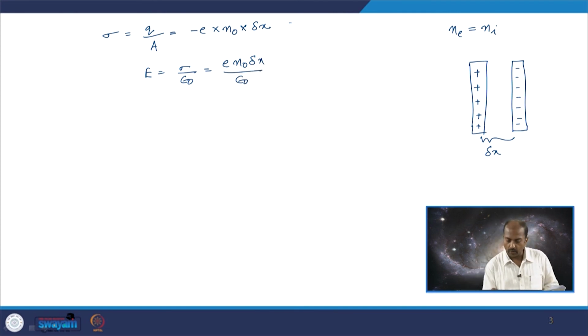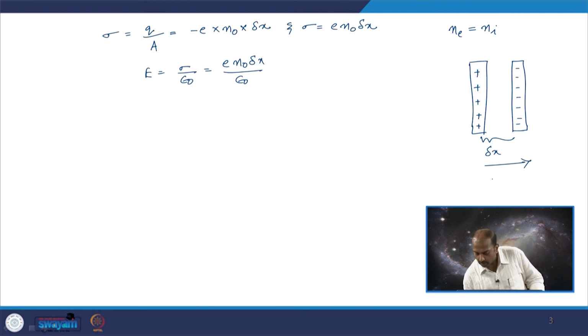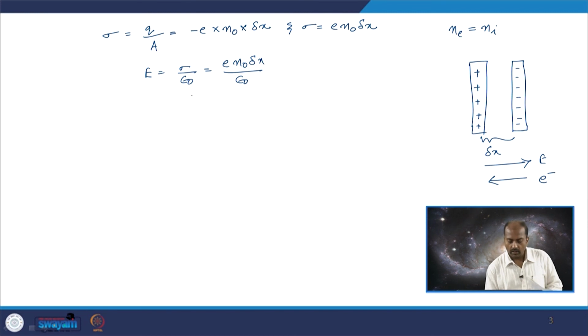This is for the electrons, and for the ions it is e n naught delta x, right. The electric field is in this direction, so this is E, and the movement of electrons is in this direction, right. Now, we can use Newton's second law of motion. What is it? F equals ma. If there is an electric field, the force experienced by the electron is F equals Eq.